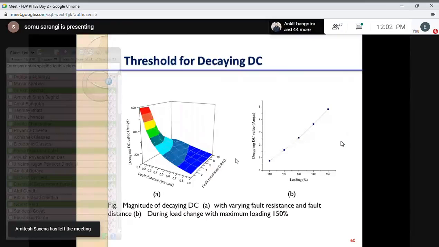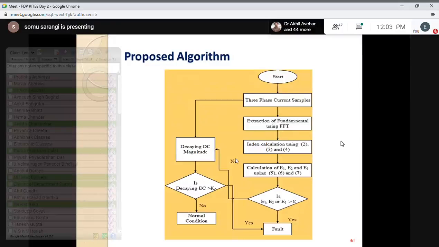So the threshold is selected at 45 ampere, and to obtain the decision for a three-phase fault, we have taken the decaying DC, because during a three-phase fault, normally this decaying DC will be present in our system. Considering the different fault resistance and the load conditions, we have simulated, and we have found that the decaying DC component will be helpful for deciding whether the change is due to load or due to fault. So considering all the things, we have this algorithm.